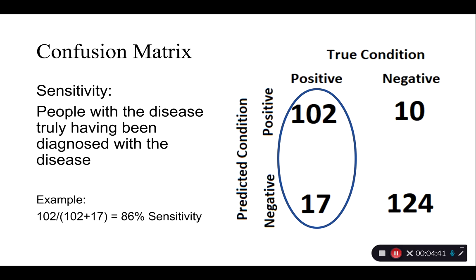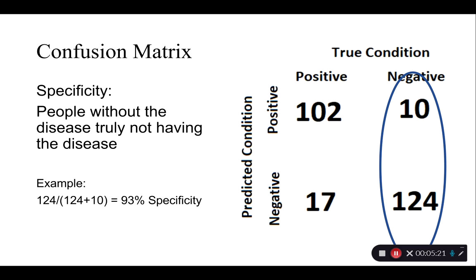Sensitivity, our definition, if we think about that correctly, is the people with the disease truly having been diagnosed with the disease. So to calculate that using a confusion matrix, we look at only the positive values, the true positive values. In this case, we know we have 102 people that were correctly diagnosed with the disease and 17 people with the disease who are incorrectly diagnosed, or false negative. To get sensitivity, we calculate 102 divided by 102 plus 17. That's all the people with positive conditions. And we get a sensitivity of about 86%.